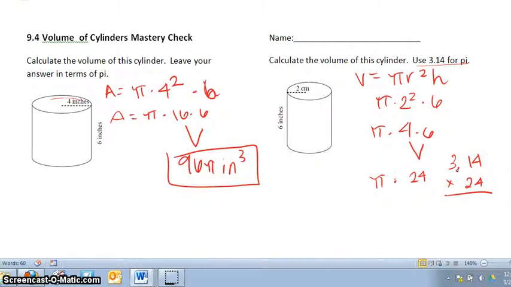So when we multiply this, we get 75.36. And again, I messed up on those units, but you can choose. We'll do centimeters cubed, and that's your answer.